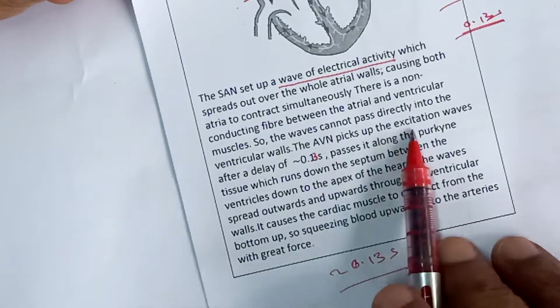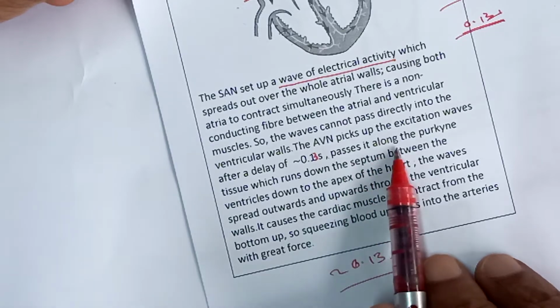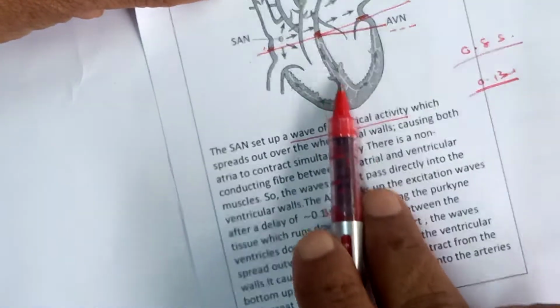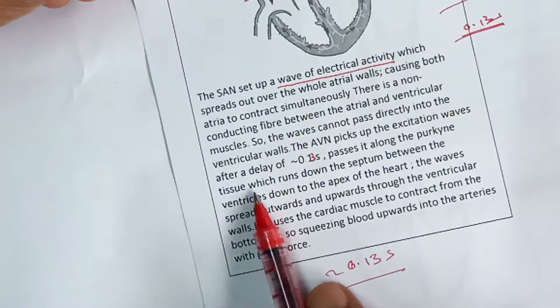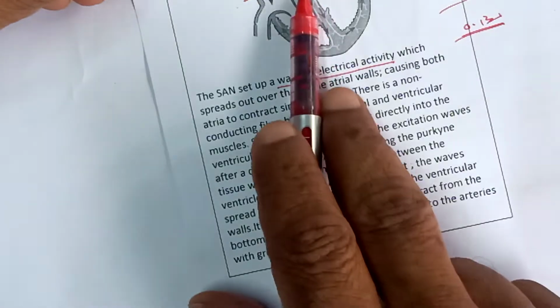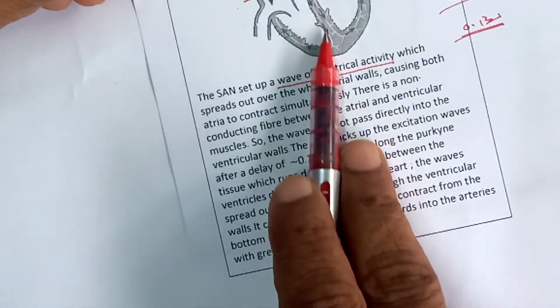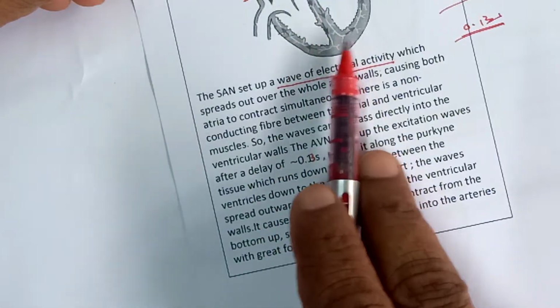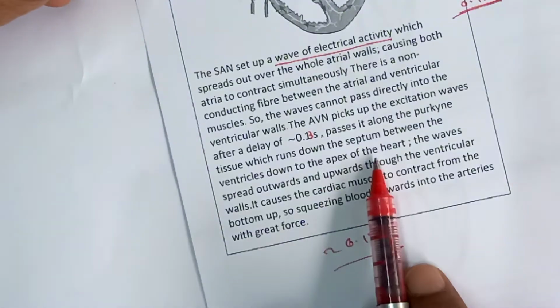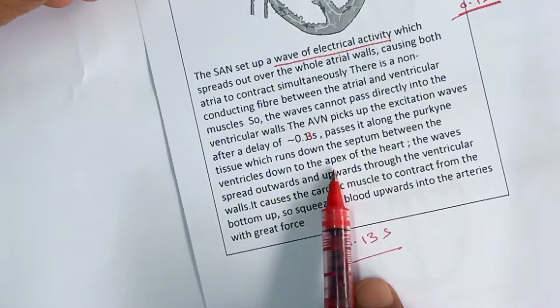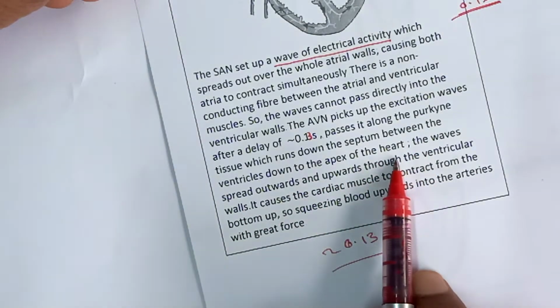Now, the wave of excitation passes down along the Purkinje tissue. This is the Purkinje tissue between the two ventricles, which runs down the septum. Purkinje tissue is the nerve fibers which is found here. This is Purkinje tissue, the nerve fibers, right? This muscle is the septum between the ventricles down to the apex of the heart.